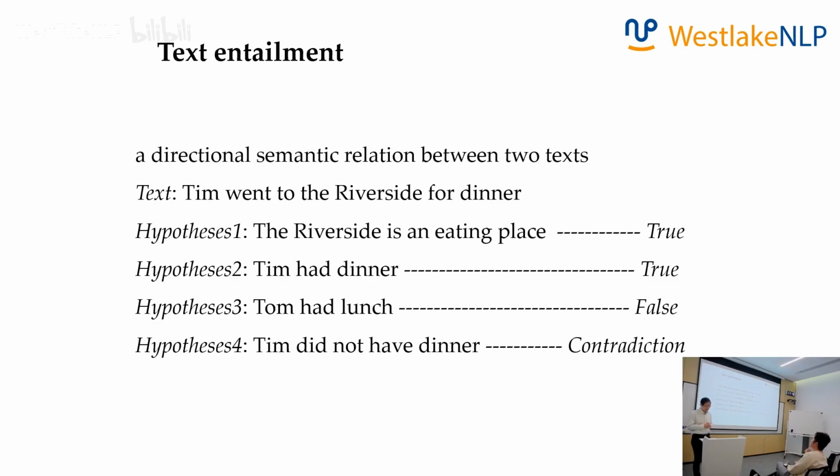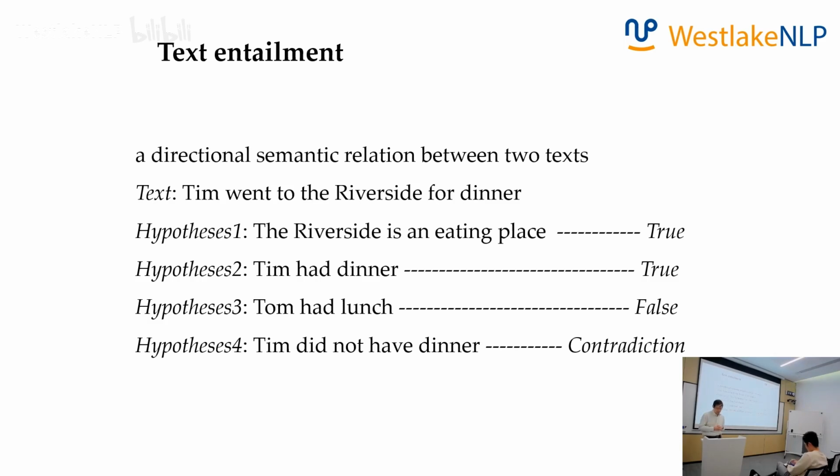Here, we call the first sentence a premise. For example, Tim went to the riverside for dinner. This could be the premise. And then what can it entail? Another sentence. The second one is called the hypothesis. For example, the riverside is an eating place. Of course, you can infer that this is true from the previous sentence. So the premise entails this hypothesis.